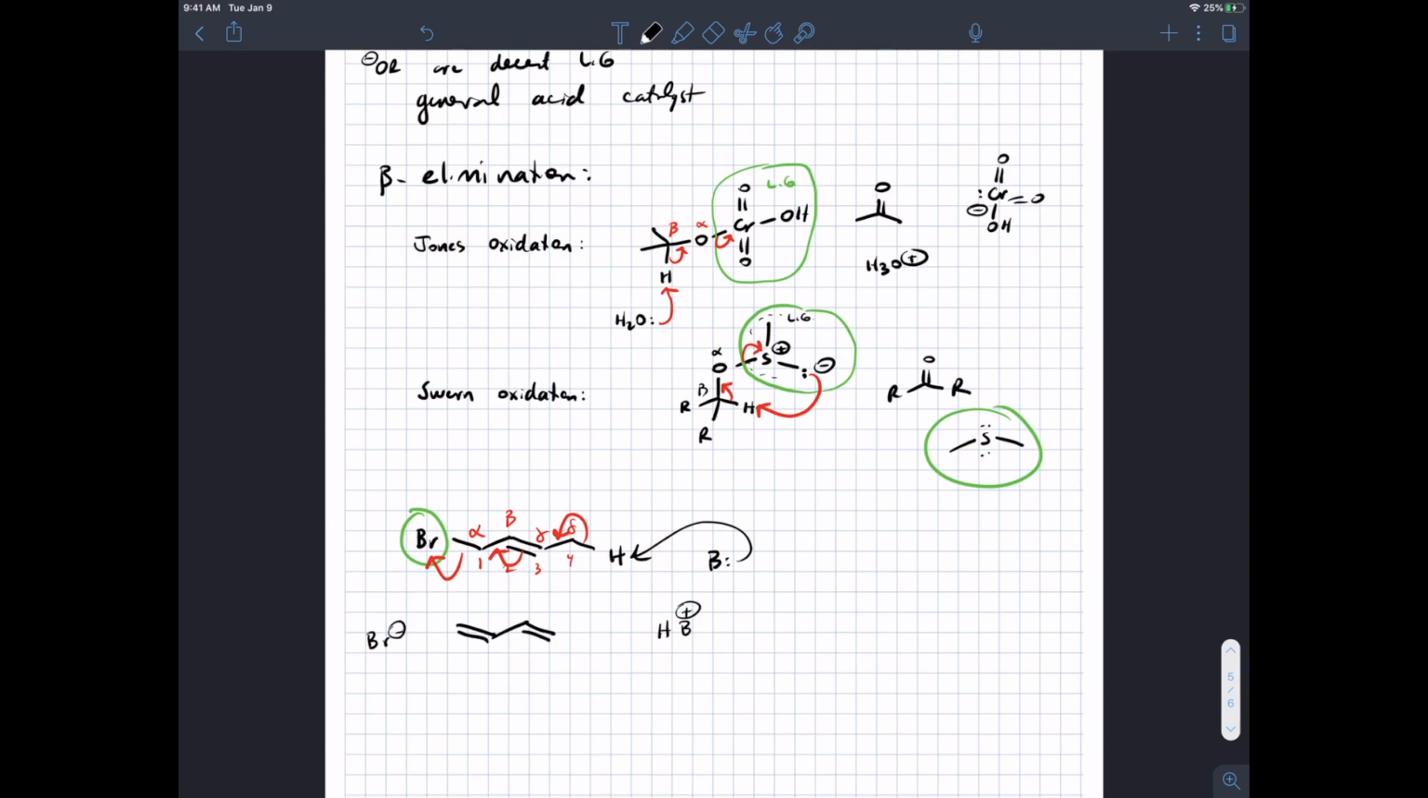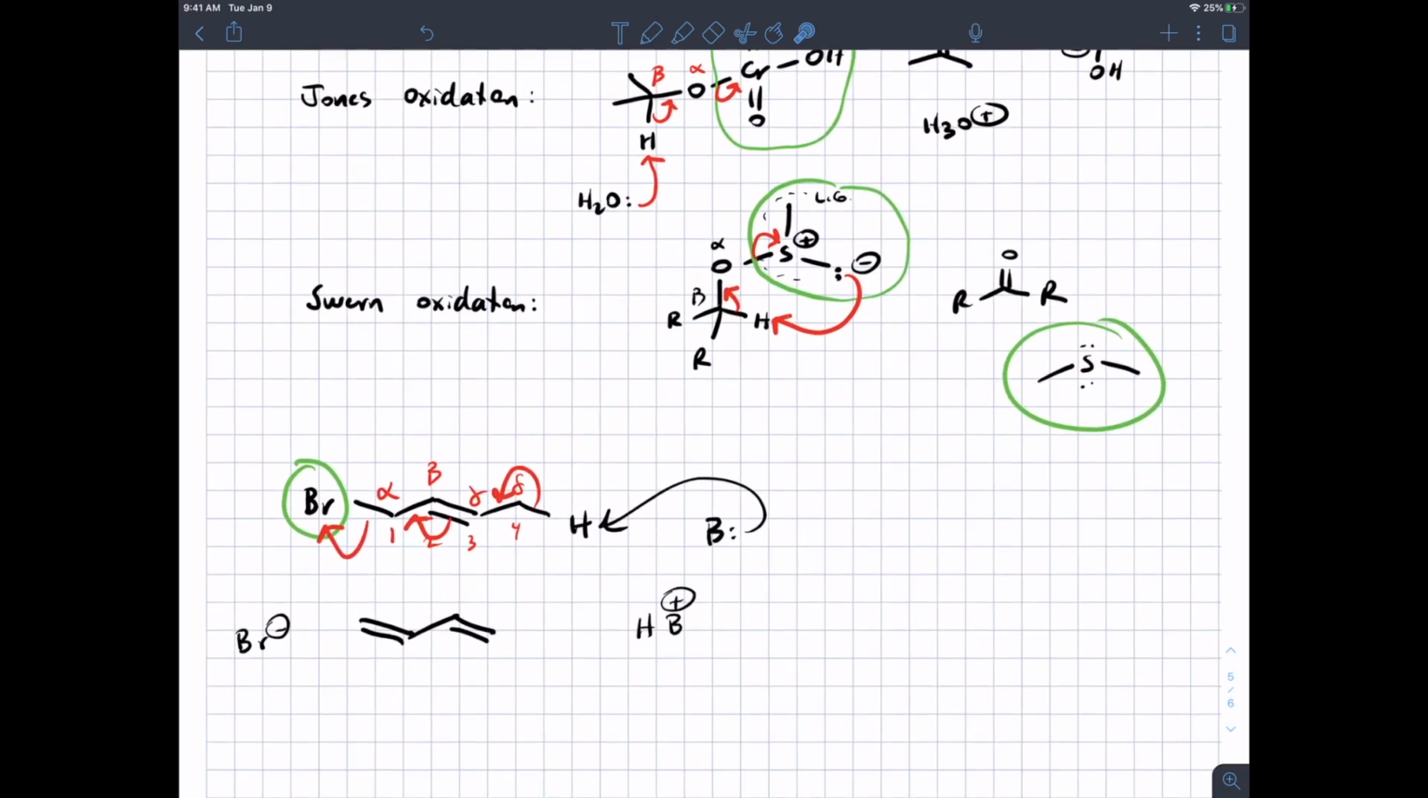In terms of the orbitals, you can think of it this way: if you remove this proton, then you would have an allyl type system. And if you drew the resonance structure of that allyl system, you could put the pi bond here and the negative charge on the beta carbon, and then it's just a beta elimination.